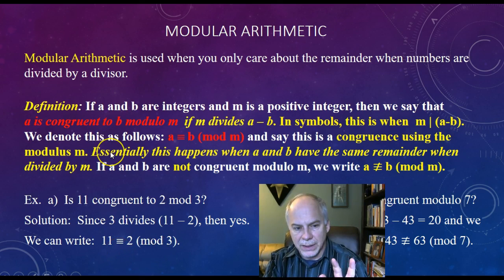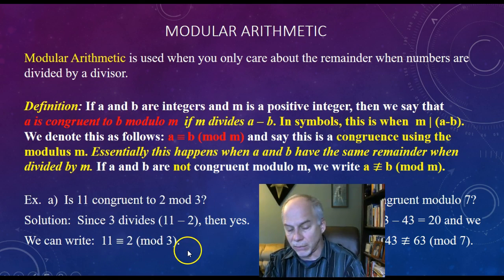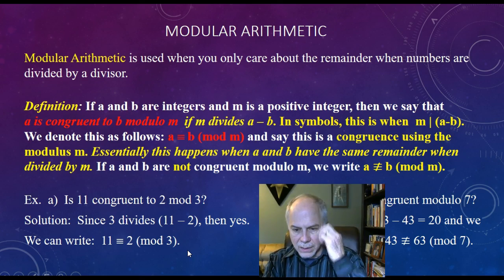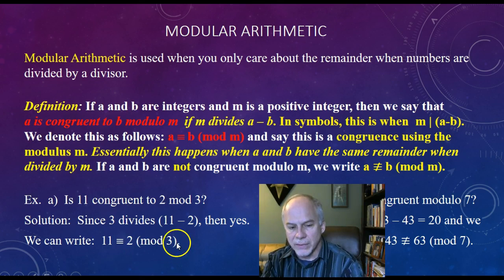Now, up here in italics, I had said essentially this happens when a and b have the same remainder when they're divided by m. What's the remainder when you divide 11 by 3? Well, 3 goes into 11 3 times with a remainder of 2. Isn't 2 the remainder when you divide 2 by 3? It goes into it 0 times with a remainder of 2. So both 11 and 2 have a remainder of 2 when you divide them by 3.